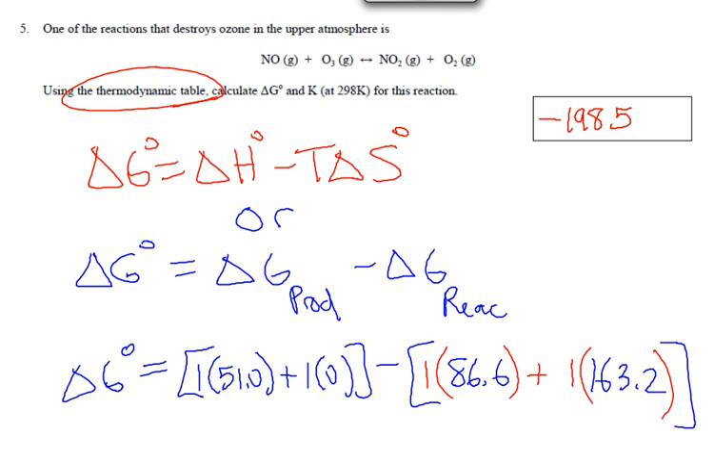So you could go delta G using the H's and the S. Or you could go delta G using products minus reactants. I looked up the products minus reactants to get that value. And I left off my units. Anyone want to take a guess what the delta G units are for this equation? Do you think they're joules or kilojoules?